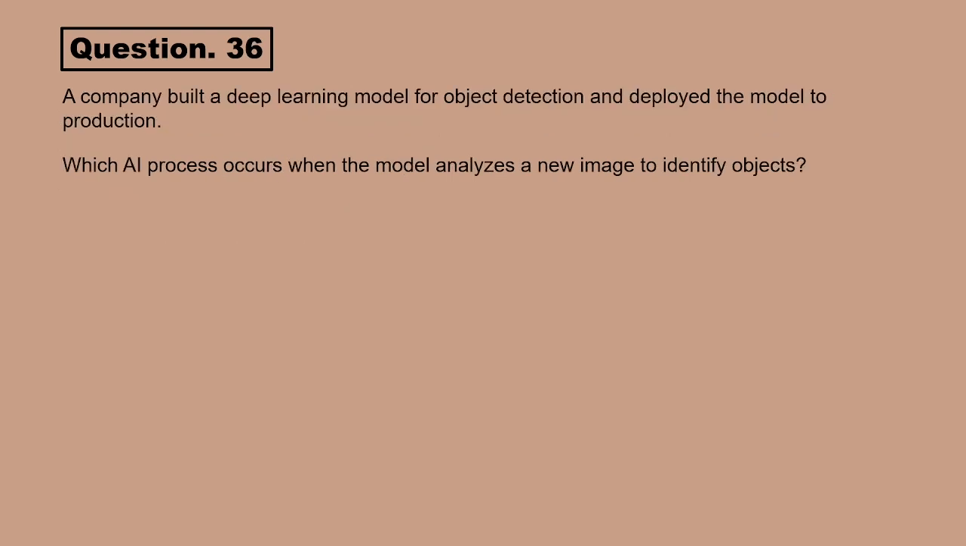Now question number 36. A company built a deep learning model for object detection and deployed the model to production. Which AI process occurs when the model analyzes a new image to identify objects? Here are the options.